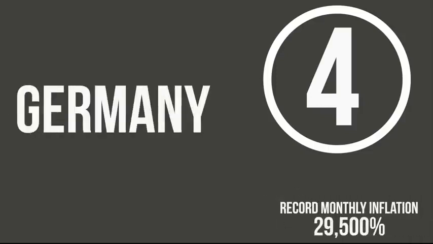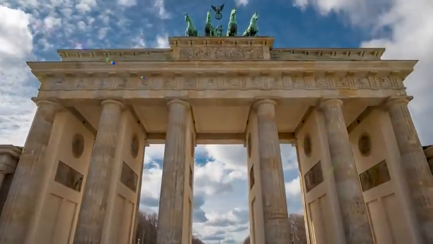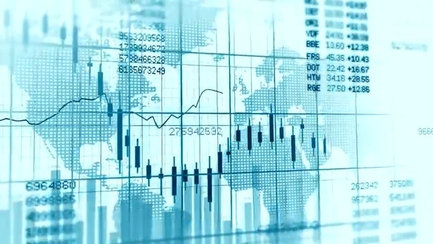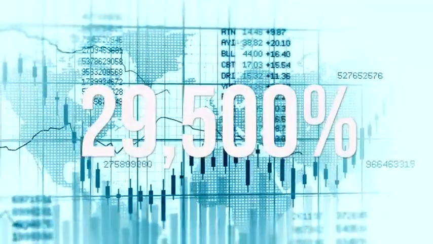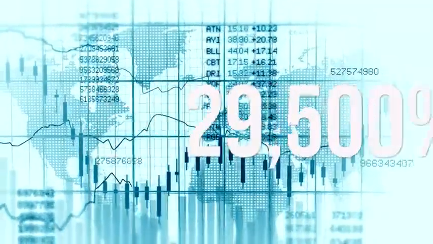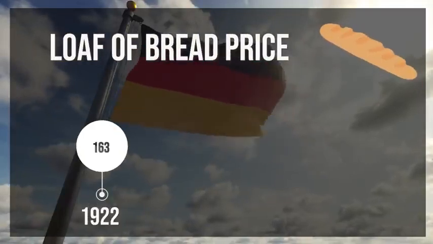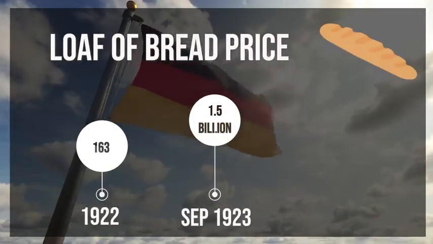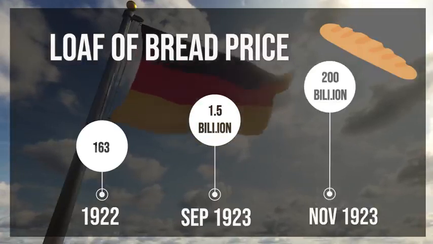Number 4. Germany. One of the most famous hyperinflation periods in history happened in Germany during the Weimar Republic. Events took a dramatic turn in October 1923, when wholesale prices increased by 29,500%. A loaf of bread in 1922 cost 163 marks. By September 1923, the price had increased to 1.5 billion. In November, it was 200 billion.